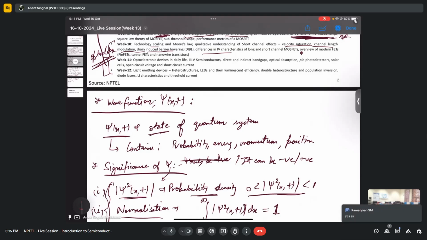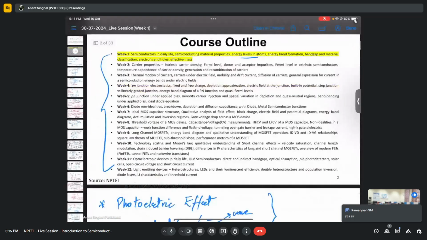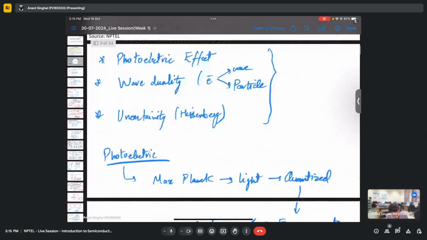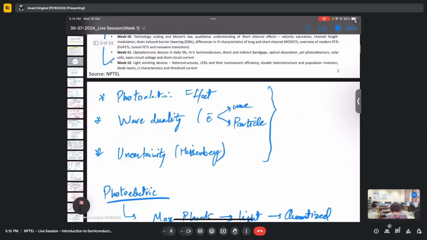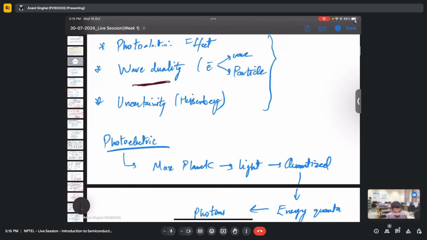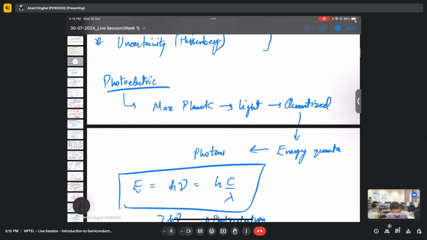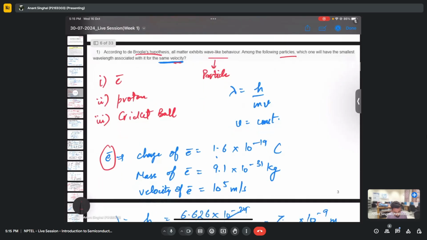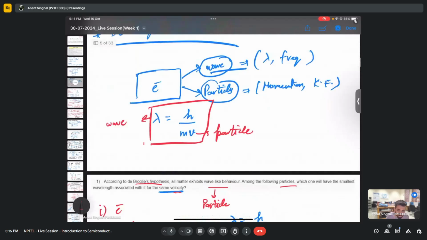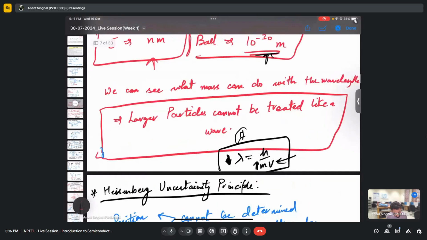Yes, sir. Okay, so let's quickly go through the week's content. We started with week one, in which we read, as I have already told you, the basic concepts. We got to know what the photoelectric effect is. Then we saw that the electron behaves like both a wave and a particle at the same time. This is how we started, with how energy is quantized, and we read certain principles: the de Broglie principle, and the Heisenberg uncertainty principle, that we cannot have a finite value of momentum and position at the same time.